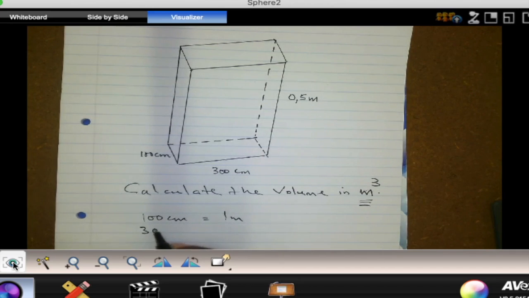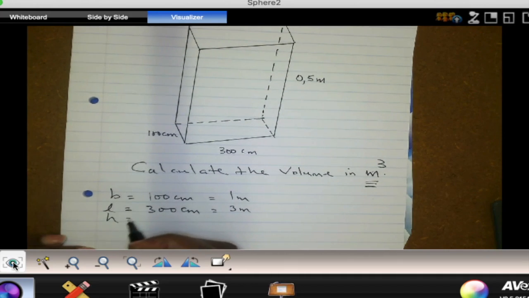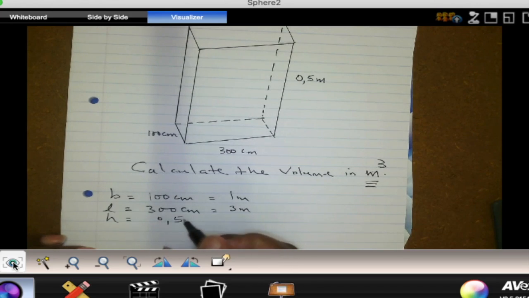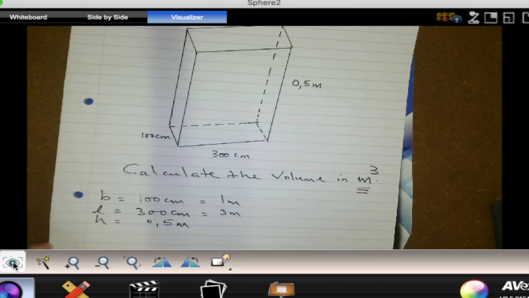Then there is 300 centimeters, and that becomes 3 meters. So the length is 300 centimeters, which is 3 meters, and the breadth is 100 centimeters, which is 1 meter. And then the height is 0.5. It is already in meters, so we leave it like that. Okay. So now all our units are in meters.